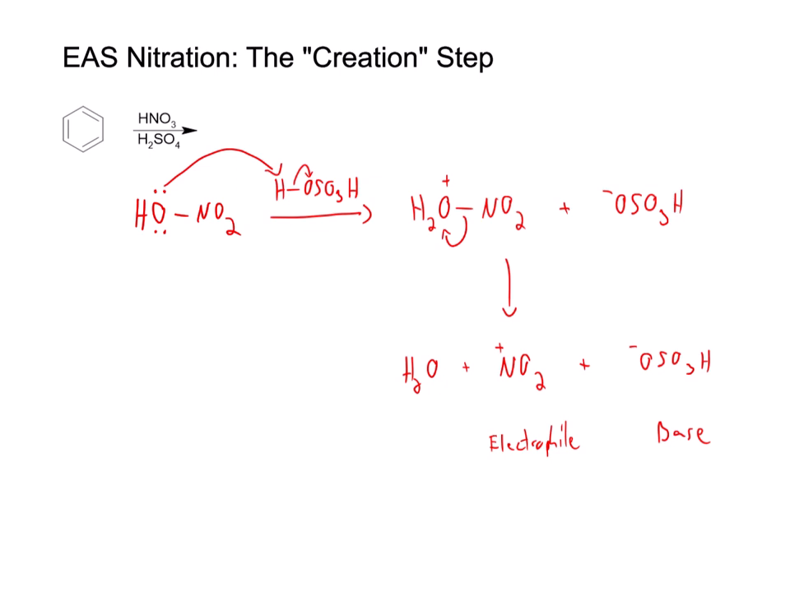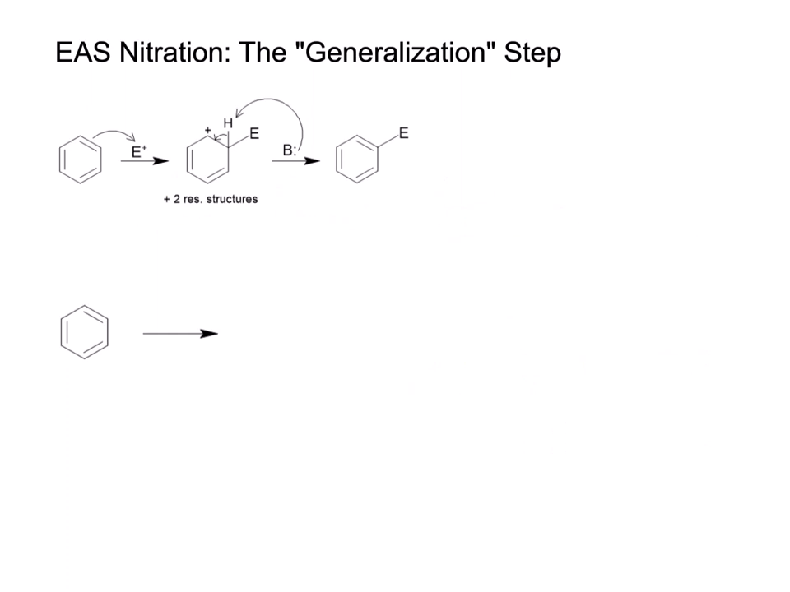What we're going to do next is plug the electrophile and the base into the generalization step so you can see what that looks like with an actual electrophile and base. As a reminder of what that generalization step looks like, I have the generic version of it shown at the top of this page. So what we're going to do now is plug in the actual electrophile generated in the creation step, which was NO2 with the positive charge on the nitrogen.